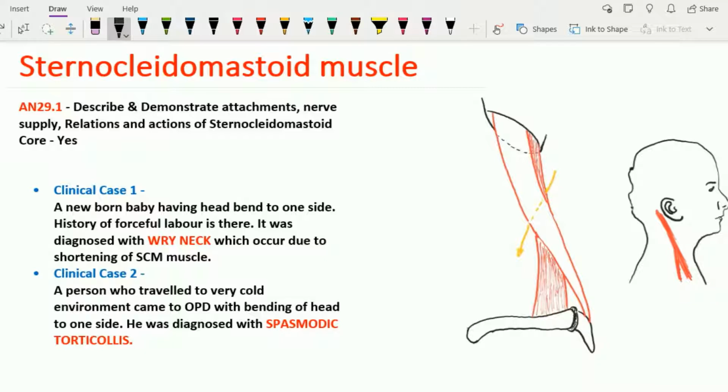In the second case, a person who traveled to a very cold environment came to OPD with bending of the head to one side and he was diagnosed with spasmodic torticollis. So in both the cases, the sternocleidomastoid muscle is the prime important structure, and that's why let's see the anatomy of this sternocleidomastoid muscle. So here in this figure we can appreciate that this is the sternocleidomastoid muscle.